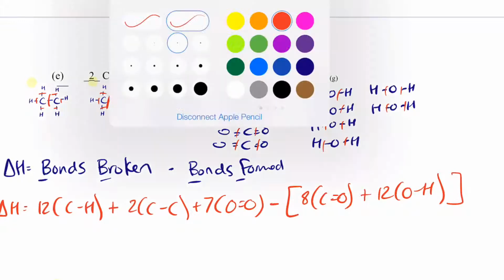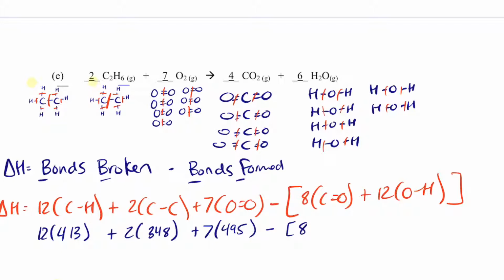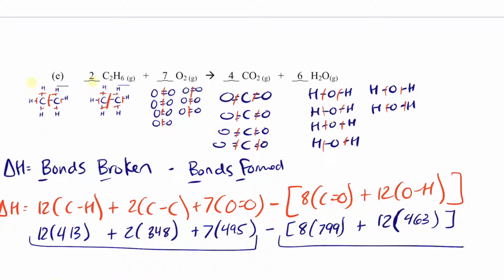I've got to reference my table. I know some of them off the top of my head. I've got 12 times 413 for the CH. A CC bond is 348, and I'm just referencing that table. An OO bond is 495, minus 8 times CO double, which is 799, plus 12 times OH, which is 463. And then again, like I've been saying, we want to add up our two sides. So 12 times 413 plus 2 times 348 plus 7 times 495.